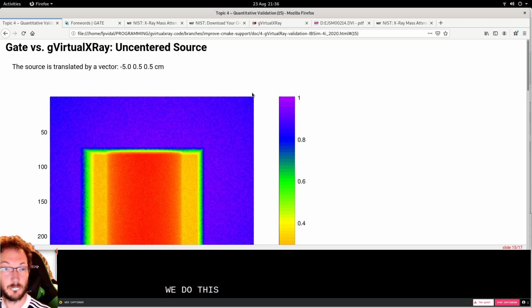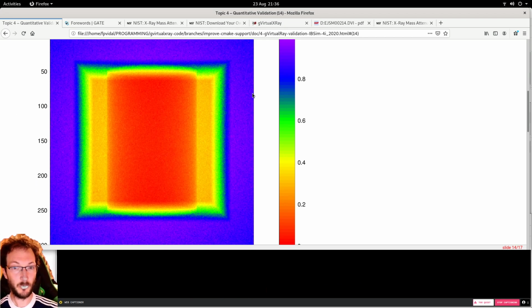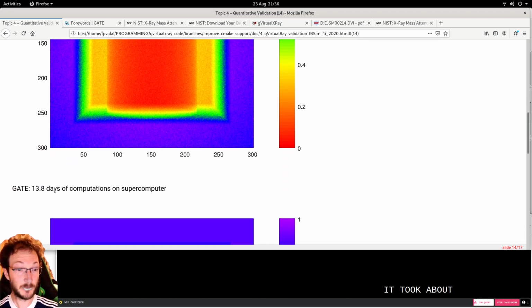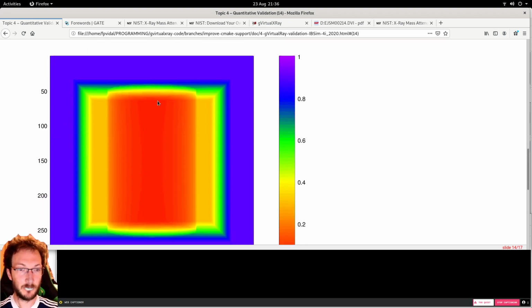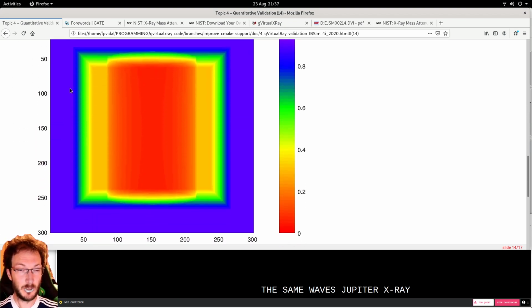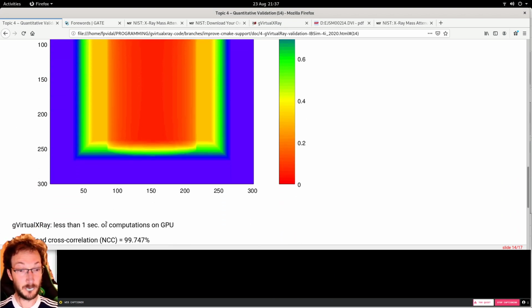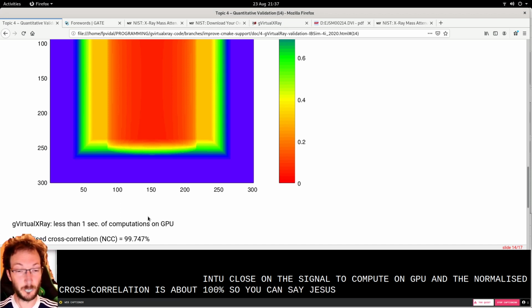We do the simulation using Geant4, and you can see the noise from the Monte Carlo simulation. It took about 2 weeks to compute on a supercomputer, by the way. The same with gVirtualXRay, and you can see this is quite a good match. It took less than a second to compute on GPU, and the normalized cross correlation is about 100%. So we can say this is a pretty good match.